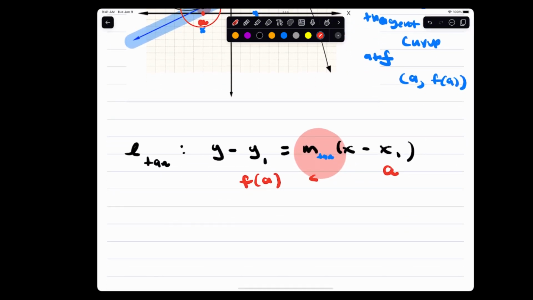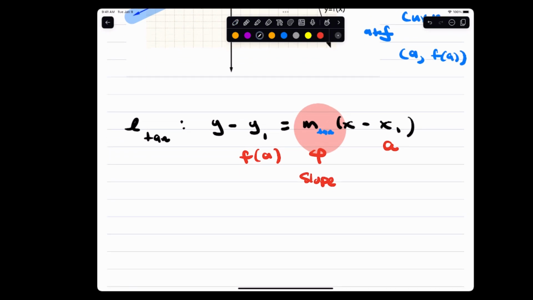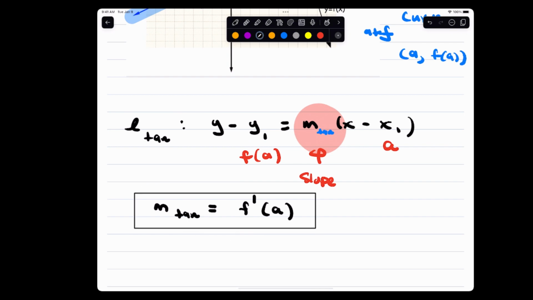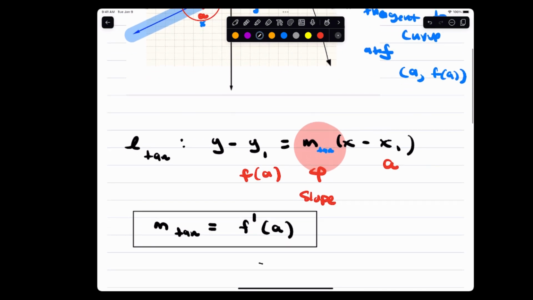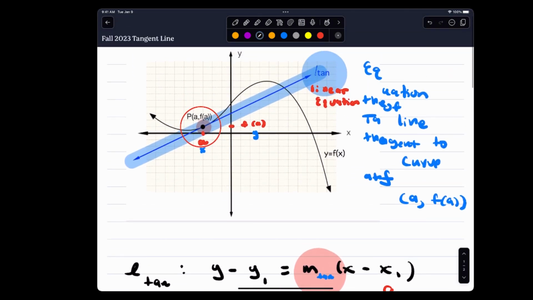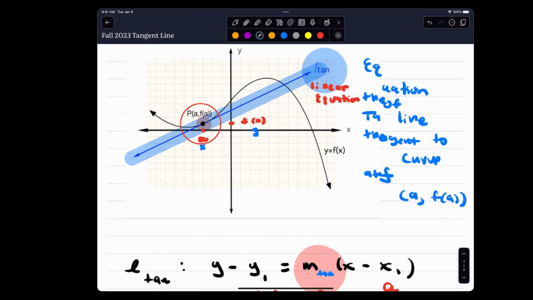Now the good news is L tangent, or m tangent here, this is the slope, if you guys remember that. The good news is we know how to find that. You say, what do you mean? Well, m tangent, ladies and gentlemen, is the derivative of the function at a. So this is the reason we've been finding derivatives in some ways, because it tells us how to find that very important slope of the line tangent to the curve at the location a, f of a.